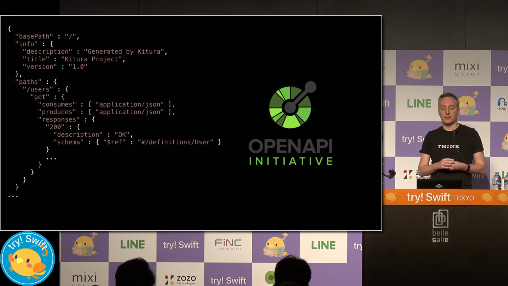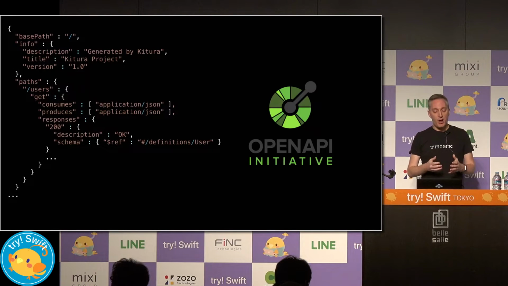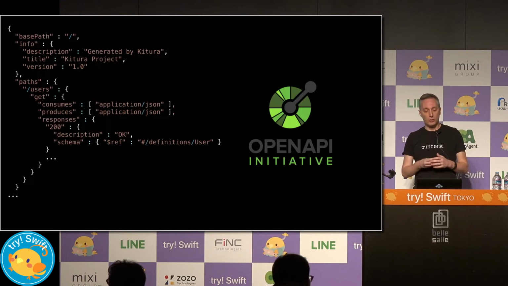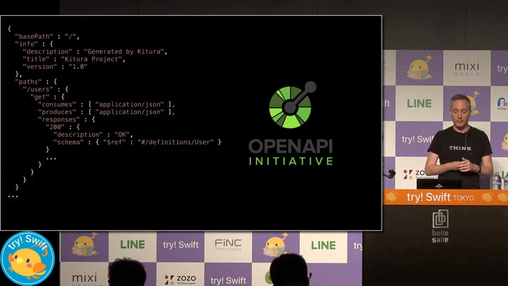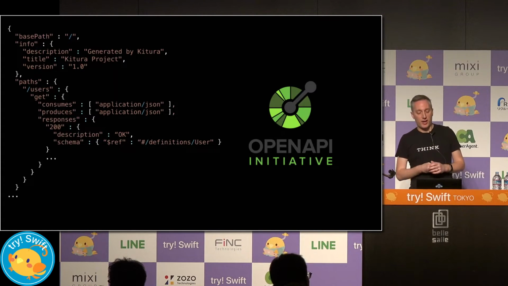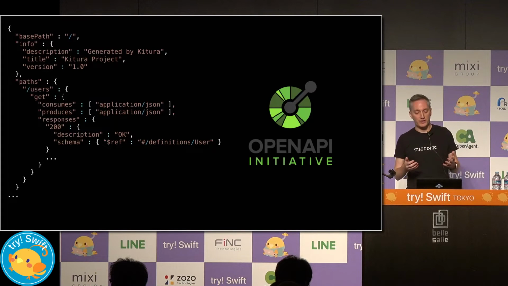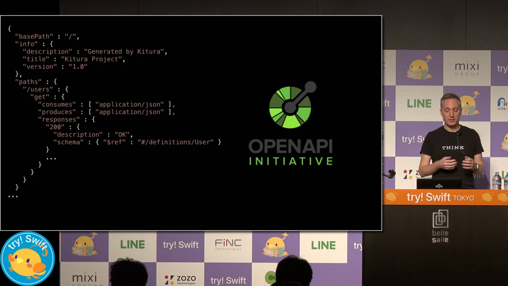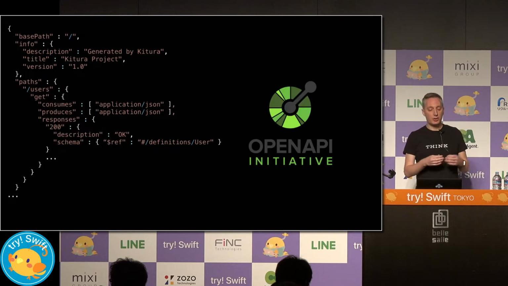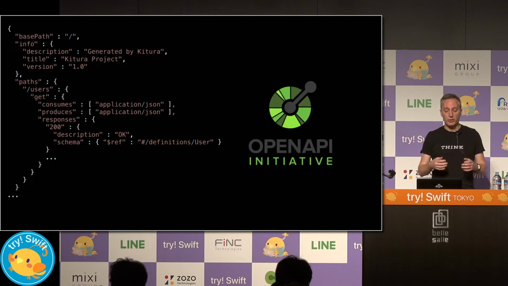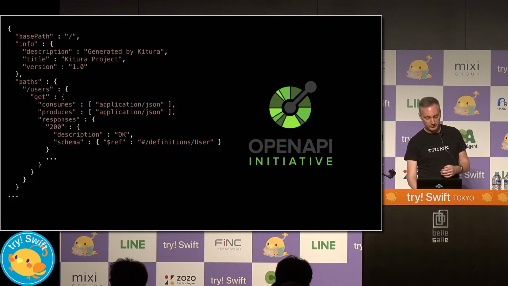Let's look at a quick example. Here's part of an OpenAPI document automatically generated by Kitura. This extract describes a path on /users, which consumes and produces JSON. On success, it responds with HTTP code 200 and a user object. Kitura will generate this document for you so that you don't have to write it.